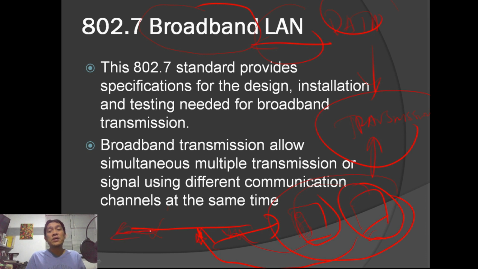Same as well with wireless broadband. It is called wireless broadband because it allows multiple types of transmission. We have 3G, 4G, and 5G. Those are the different transmissions, and even your cell phones can be considered as having wireless broadband, because they can transmit at different speeds and different types of data. Okay, so that is what we call the 802.7 broadband.